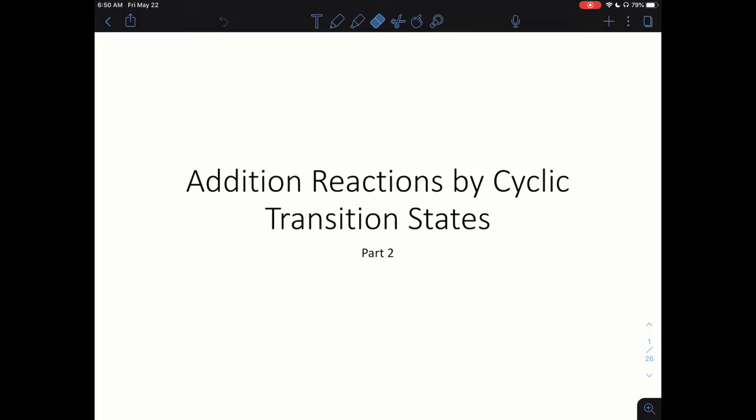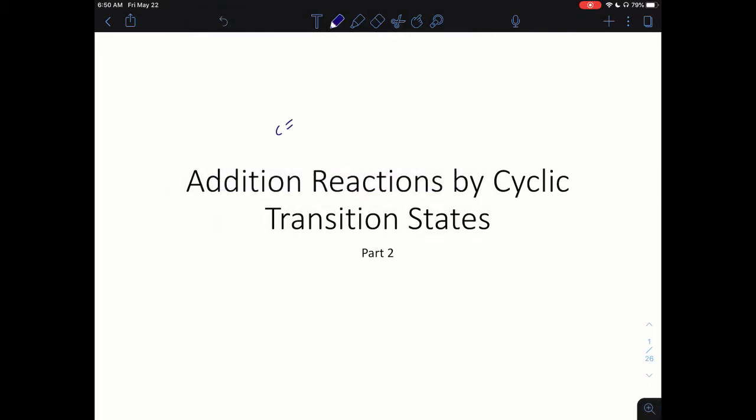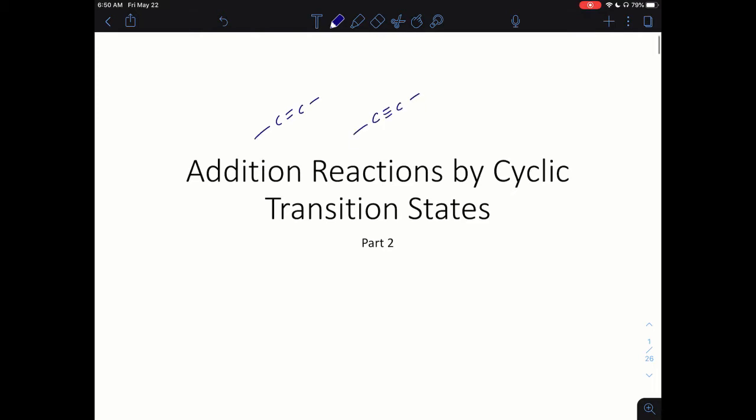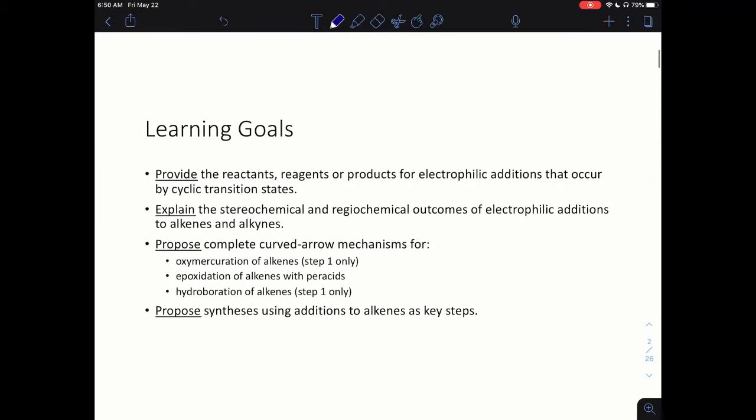In this video, we will conclude our discussion of addition reactions to alkenes and alkynes that proceed via cyclic transition states. Our learning goals are pretty much the same as the last one, except we're looking at some different reactions.